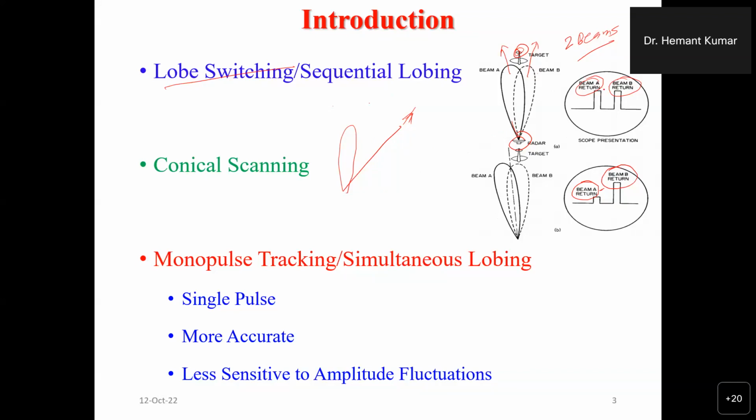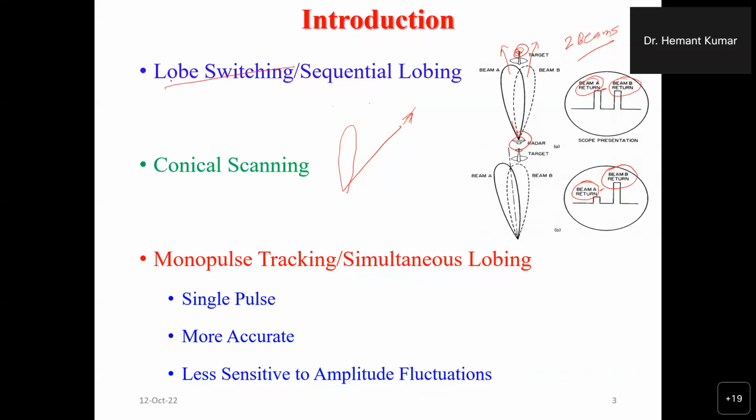Like in this case, if the difference between beam A received echo and beam B received echo is equal to zero, then we can say the target is right at the center. If this difference is non-zero, then we can say the target is not right at the center. So we have to check whether it is towards beam B or towards beam A. Once the difference is zero, we can say the target is exactly at the center.